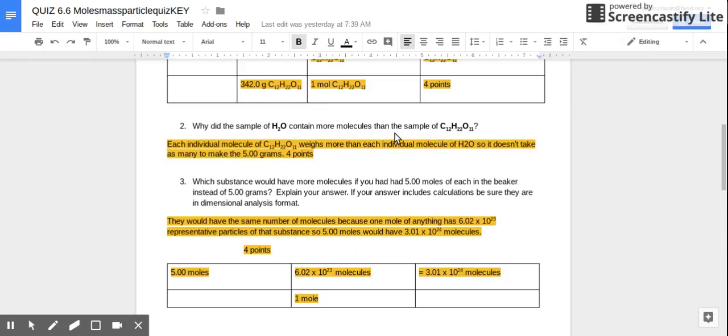Now, some people were having a hard time just even understanding this number is smaller than this number. So you got to know a little bit about exponents. That's where some of the math is going to come into play.